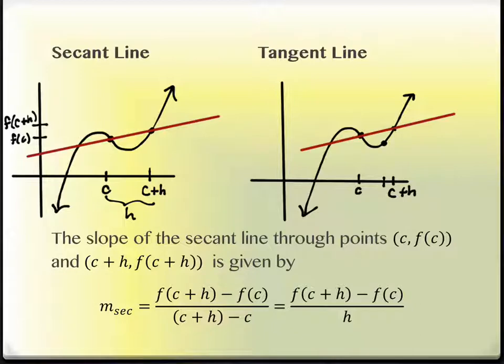What happens? Well, too much going on my screen. If I were to draw this line as my next line over here, it's still a secant line, isn't it? It's still a secant line.